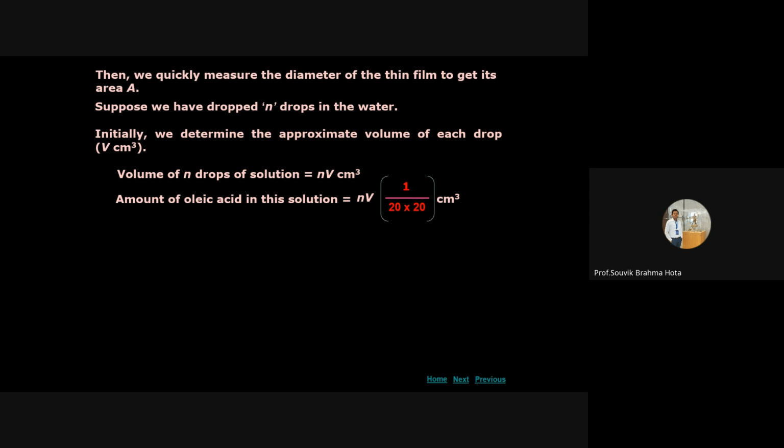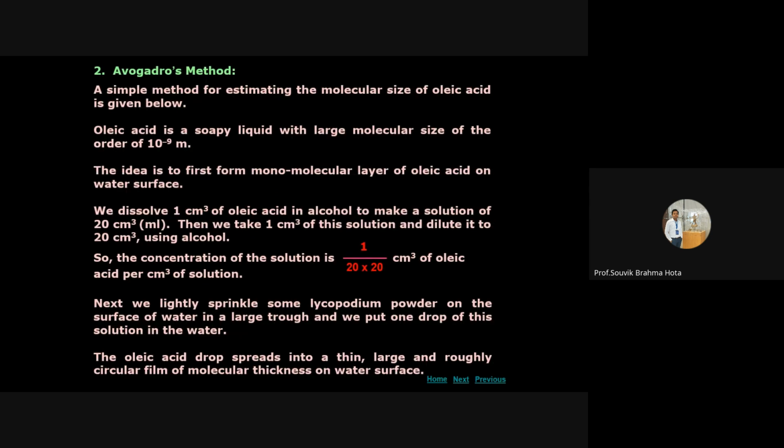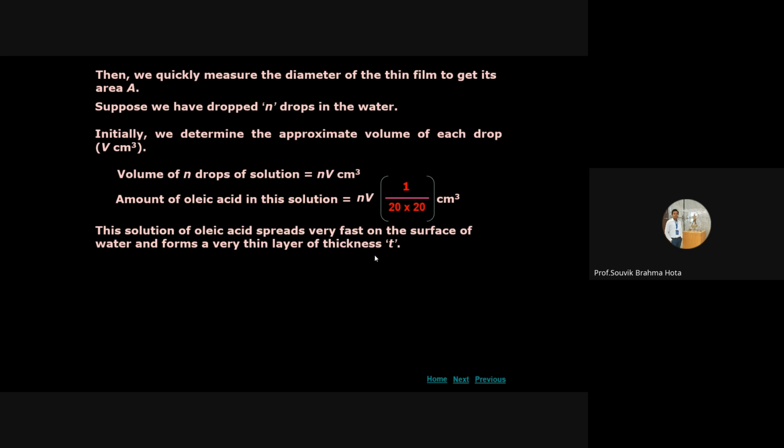And now we know the amount of oleic acid in this solution, because previously we know the concentration of the solution. It is given that the concentration of the solution is 1 by 20 into 20 centimeter cube of oleic acid per centimeter cube of the solution. Now we should use it here: the volume of n drops of solution is nv centimeter cube. Amount of oleic acid in this solution is nv into 1 divided by 20 into 20, that is 400 centimeter cube.